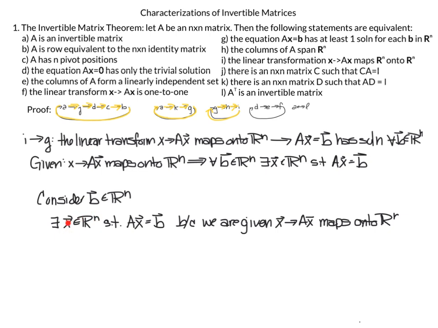So we're going to consider B in Rn, and we need to show that AX equals B has a solution. There exists an X in Rn such that AX equals B because we're given that the transformation AX maps onto Rn. And so that means we're done. There's an X that maps to B. I didn't do this last proof because I left it for you, or you can look it up in your book.